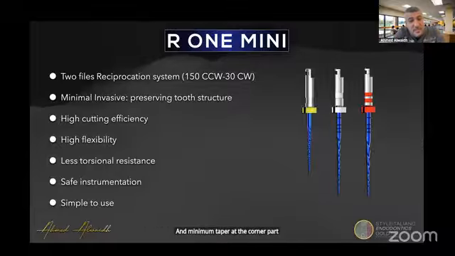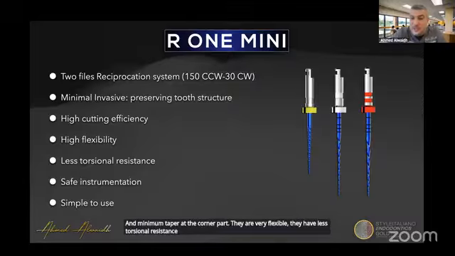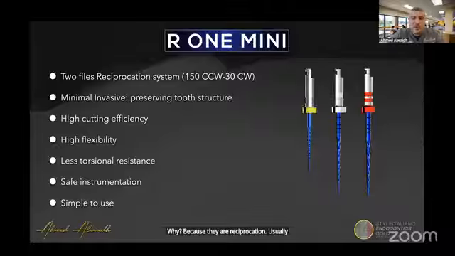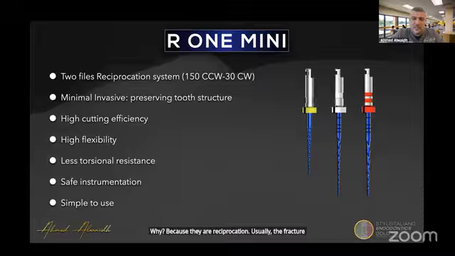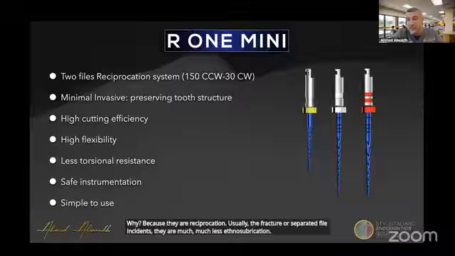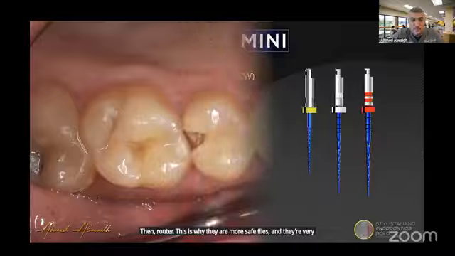They are very flexible. They have less torsional resistance and safe instrumentation. Why? Because they are reciprocating. Usually, fracture or separated file incidents are much, much less in reciprocation than rotary. This is why they are safer files, and they are very simple to use.